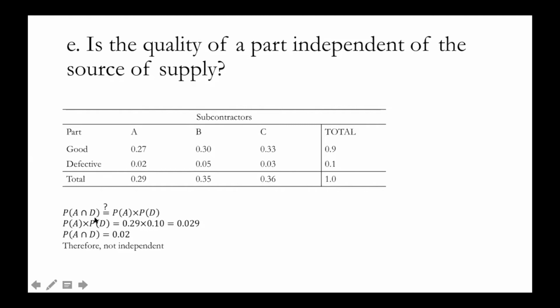And the probability of having a defective product, which we previously calculated, is 10%. So the multiplication of these two events will then be 0.029, which is not equal to the intersection. Therefore, they are not independent. So there is a dependence between the source of supply, the subcontractor, and the quality of the part, the probability that it will be rather good or that it will be defective.